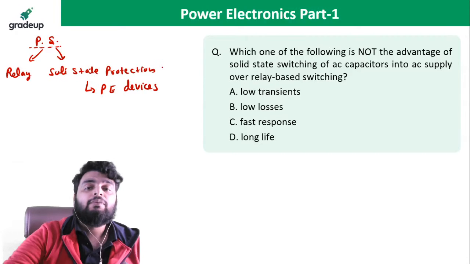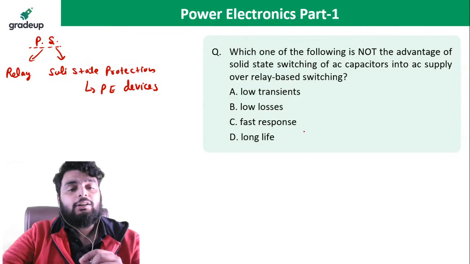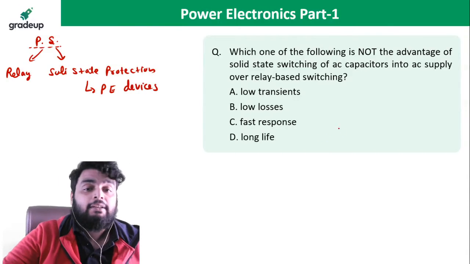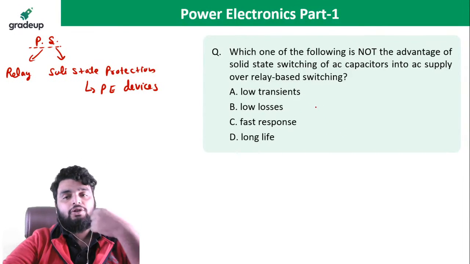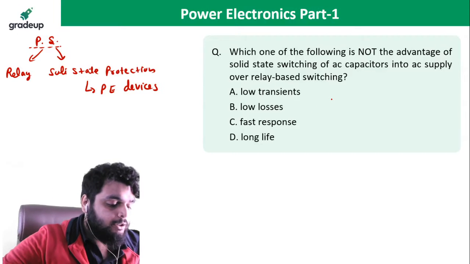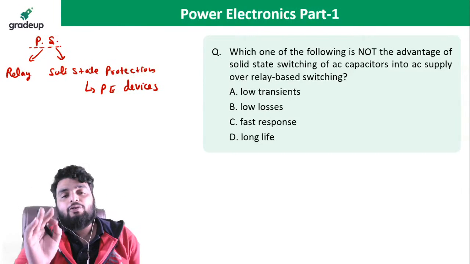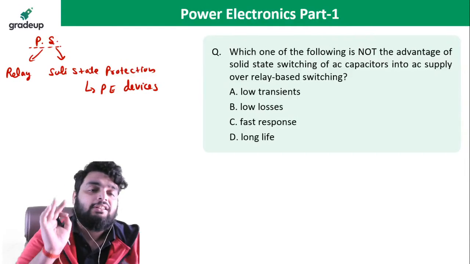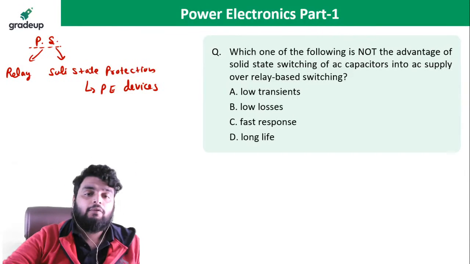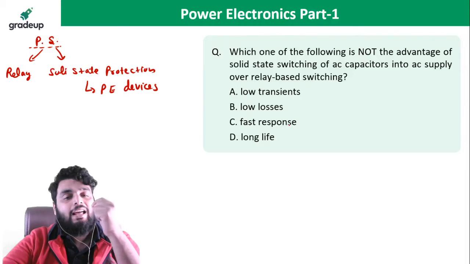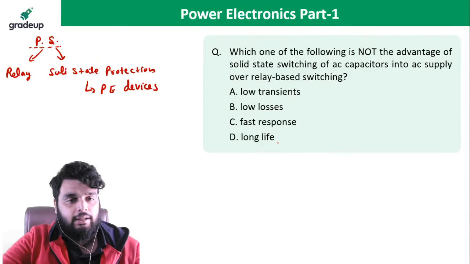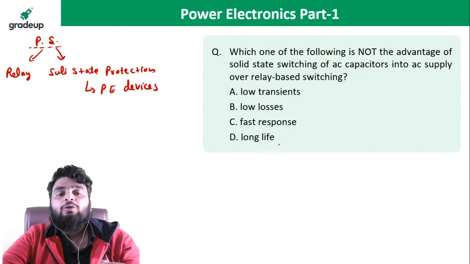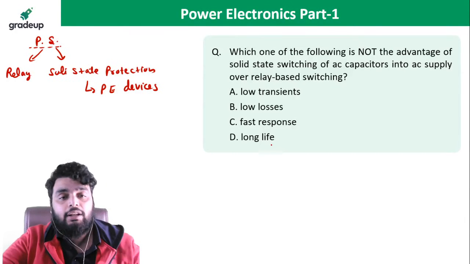So they are asking which one of these is not an advantage of power electronic devices. So everyone try this question. Think about it. Which thing will not be there in power electronic devices? First of all, a power electronic device will have a long life. Okay? Power electronic devices have a long life. That's why we are using power electronic devices extensively nowadays.